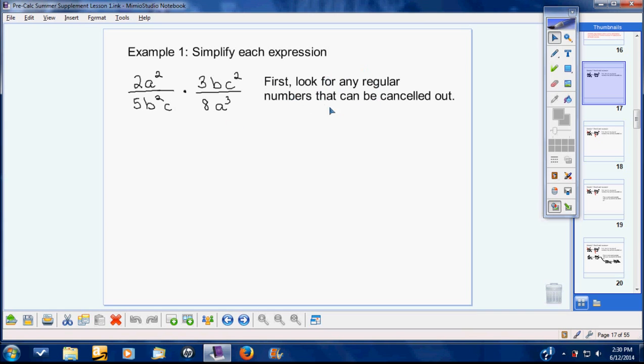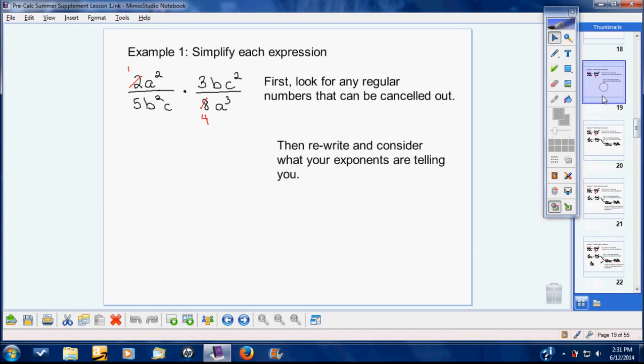So first thing that you should do is look for any regular numbers that can be canceled out. So we check and see if 2 will cancel with anything. It doesn't cancel with the 5, but it will be able to cancel with the 8. So you want to take a look and do that first. Okay, cancels to 1, cancels to 4. What you're really doing when you're canceling with the plain old regular numbers is realizing that 2 is a factor of 2 and 2 is also a factor of 8. So those things get removed and the fraction is reduced.